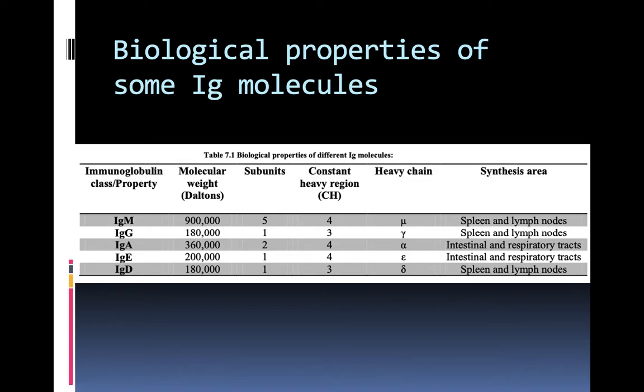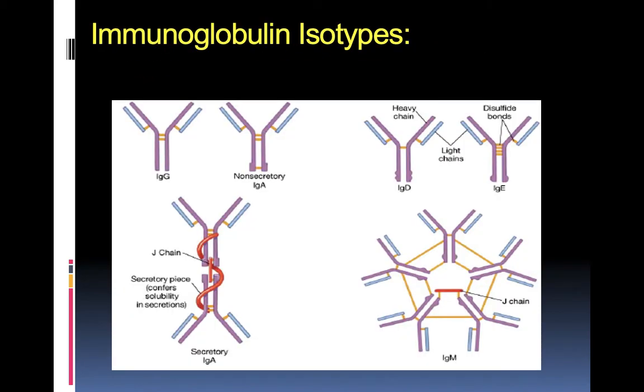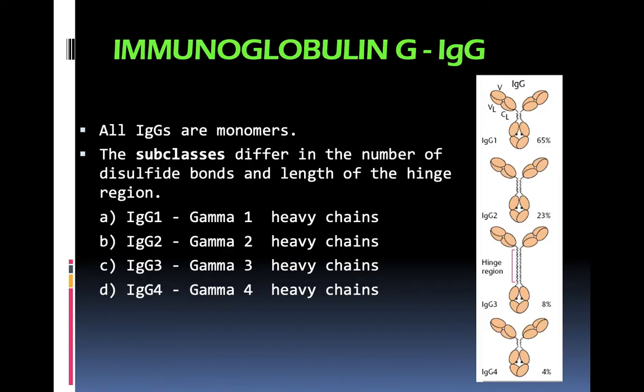Okay. Let's examine each of the Ig isotypes at this moment. Let's start with our IgG. The most basic one, IgG. So all IgGs are monomers, okay? And there are four subclasses of IgGs. We have IgG1, G2, G3, and G4, which depend on the number of disulfide bonds and the length of the hinge regions. So here is an example as illustrated as well.